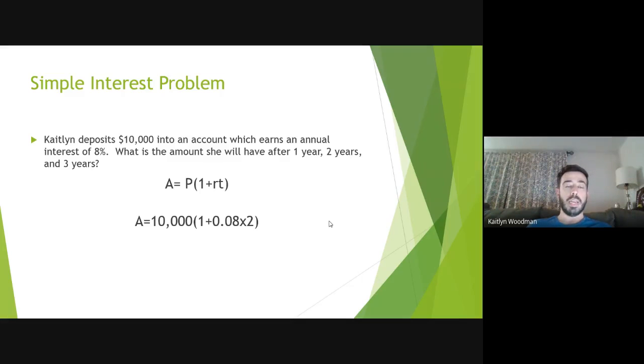So we'll have A, which is the final amount, equals principal, which is 10,000, times 1, plus rate, which is 8%, times time, which in our case, this time will be 2 years instead of the 1 year we did before. So when we convert that 8% again, it's 0.08. And therefore, we have A equals 10,000 times 1 plus 0.08 times 2.